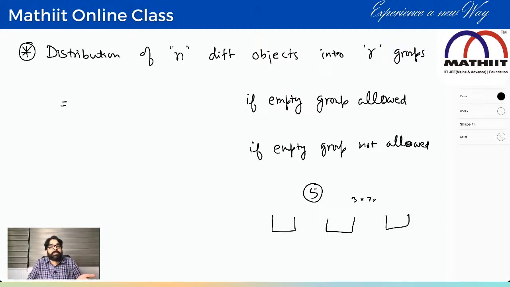So there are N objects and R groups. The first object I will throw like this. How many ways can it go? R ways, because R boxes are there. Second object also can go by R ways, either here or here or here. So R into R into R, N times: R power N. Very simple. R power N.